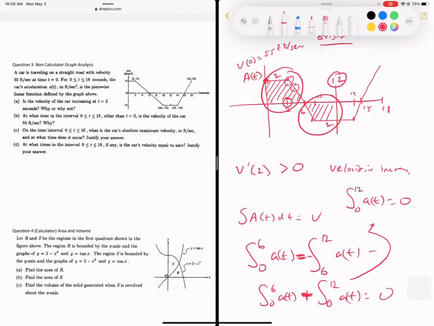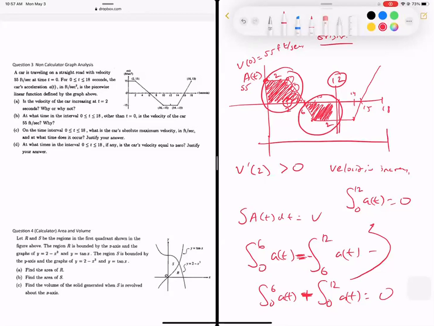But doesn't it ask for 0 to 18? Yeah, 0 all the way to 18. So you have all this to play with. If we start at 55 right here, velocity, don't we start increasing, increasing, increasing? Yes. But then I decrease, decrease, decrease. When do I decrease until we're exactly at the same spot where we started?